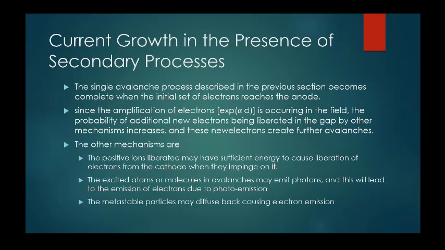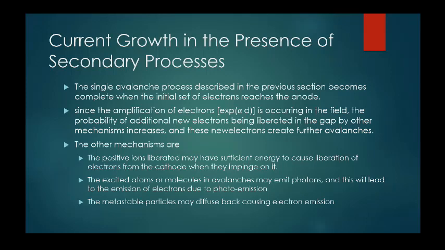Now we'll talk about current growth in the presence of secondary processes. Remember, what are secondary processes? Secondary processes are processes after the primary processes, like from collision and the electron dislodged via photons. The single avalanche process described in the previous section becomes complete when the initial set of electrons reaches the anode.